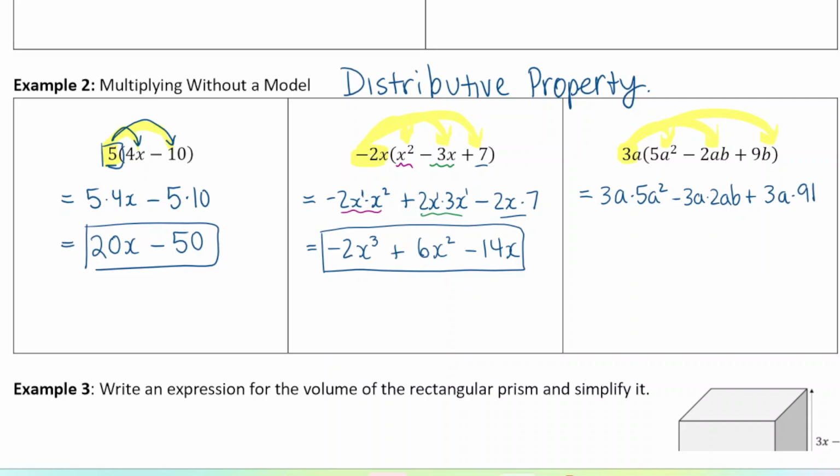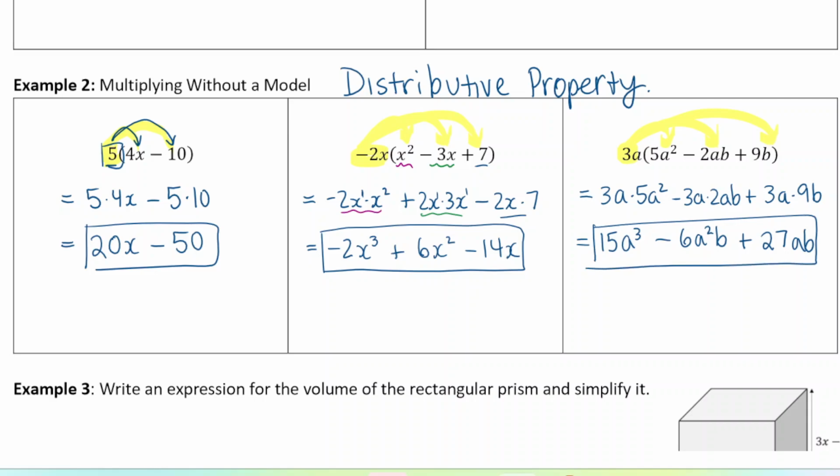3a times 9b. Okay, now let's simplify those. So 3 times 5 is 15, and then a times a squared is a cubed. Second term now, 3 times 2 is 6, a times a is a squared, and then we have a single b there that cannot be combined with the a's. And finally, we have 3 times 9, which is 27, and a times b, which cannot be combined, so we just write ab.